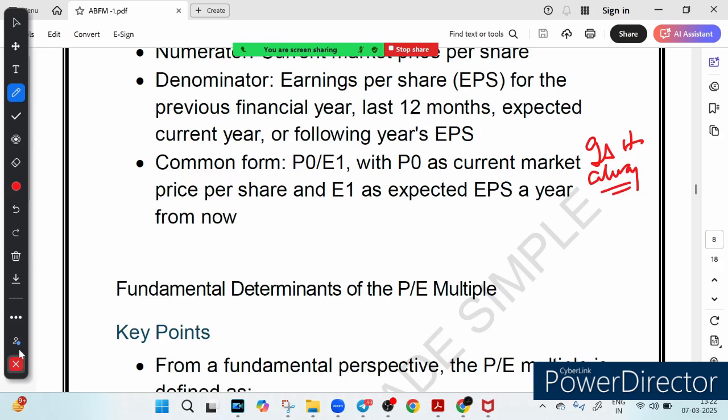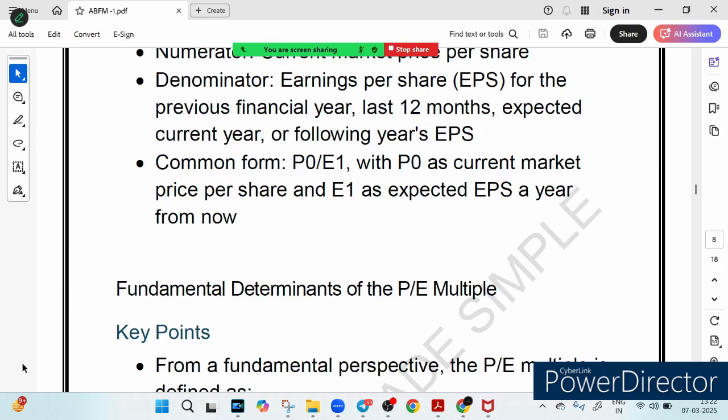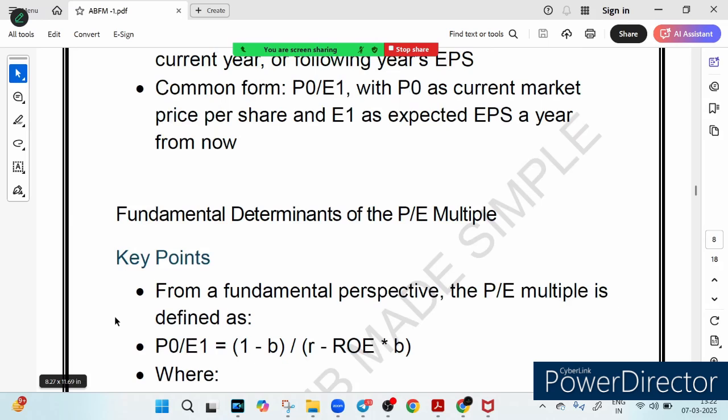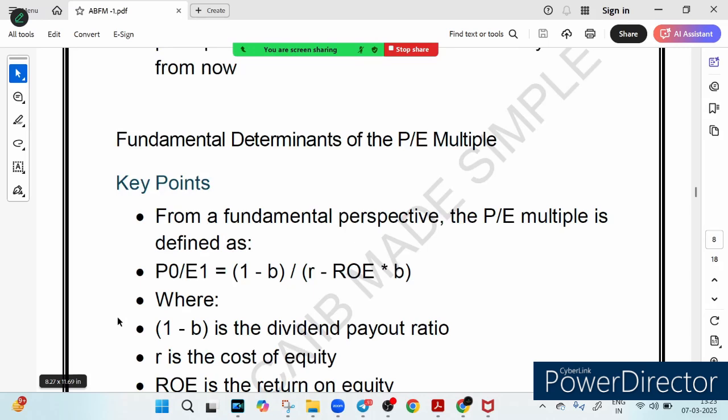So now let's talk about some fundamental determinants of the PE multiple, right? So friends, have you ever wondered why some companies have high PE ratio while others have low ones? What is driving this number behind the scenes? Today we will break down the fundamental factors that determine a company's PE ratio in the easiest way possible. By the end of this slide, you will understand how to calculate and interpret PE like a pro.